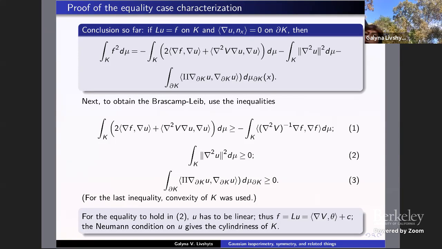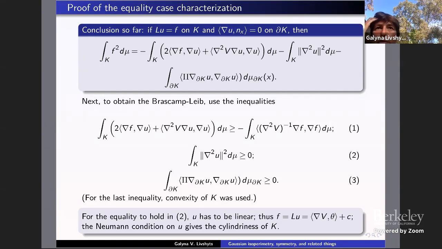To get the Brunn-Minkowski inequality now, the first term we estimate using, I'm not sure what to call it, a Gaussian inequality for the Hessian of V, because it's a positive definite matrix. We estimate the integral of the Hessian squared from below by zero. And we use convexity to estimate from below by zero this expression, because the second fundamental form is non-negative for K, for a convex body.